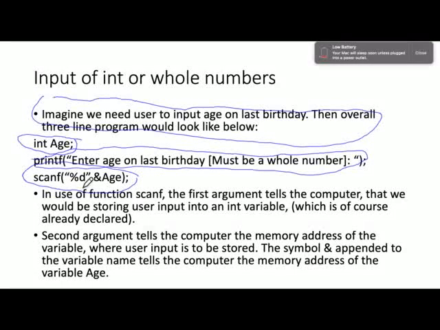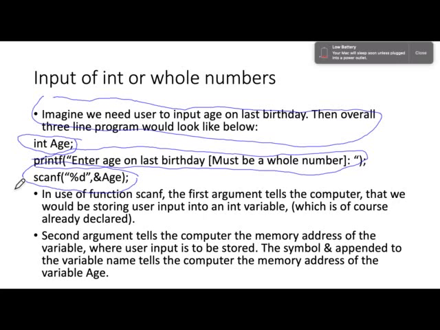%d is the format string. Address of the variable age is given as a direction to the computer that is store the value entered by the user into this address, which is address of the variable age. Okay.